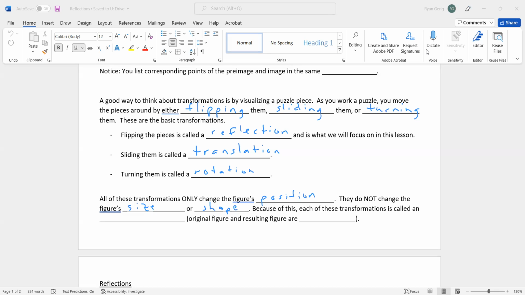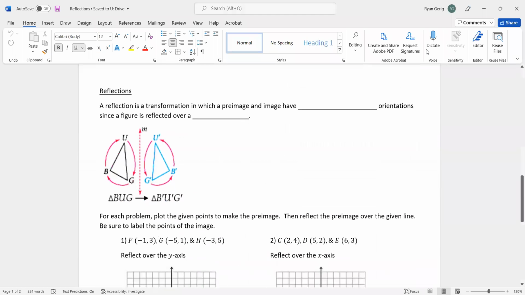But anyway, because of the fact that these 3 only change position, each of these transformations is called an isometry, and you do need to know that word. Isometry is how you say it. And all it means is the original figure and the resulting figure, or the pre-image and the image, are congruent. Same size, same shape, just different position. Okay, that's all vocab. Now we're going to focus on reflections.